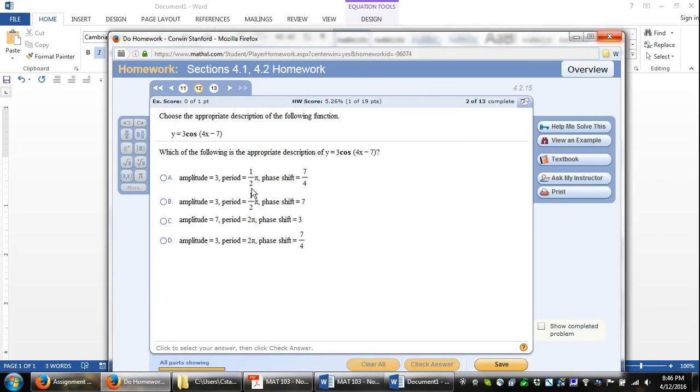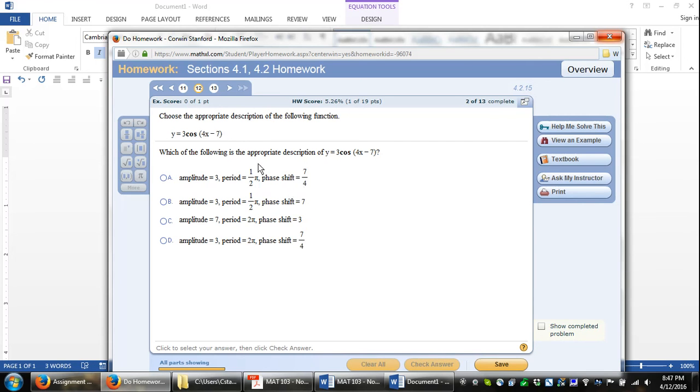So we've already eliminated C. Now we've also eliminated D, because that's 2 pi, not pi over 2. They wrote this a little differently. They wrote 1/2 pi, but that's the same as pi over 2. Okay, so now we're between choice A and B. The only difference is the phase shift.